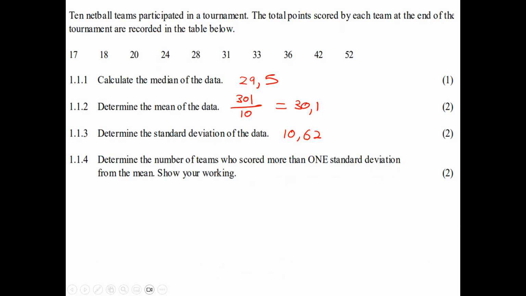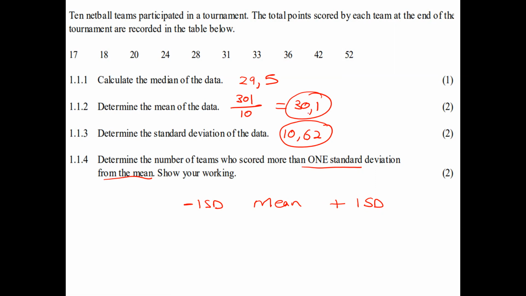Oh, sorry, we skipped there. So we go to our last question. Determine the number of teams who scored more than 1 standard deviation from the mean. So what we're going to do is we take our mean, then we're going to add 1 standard deviation, and we're also going to subtract 1 standard deviation. So there's our mean. We're looking at our mean of being 30.1, and there's our standard deviation.